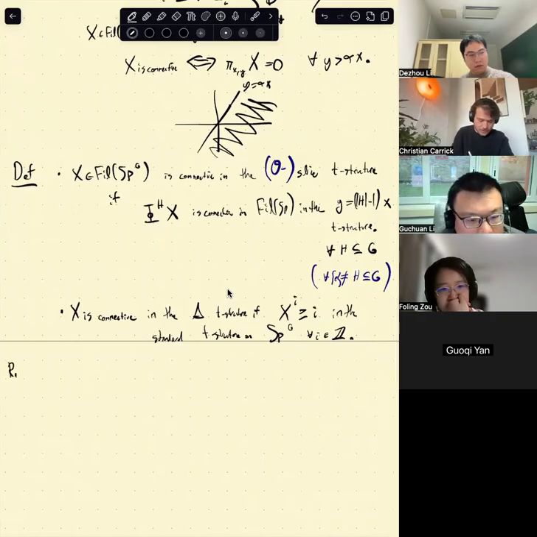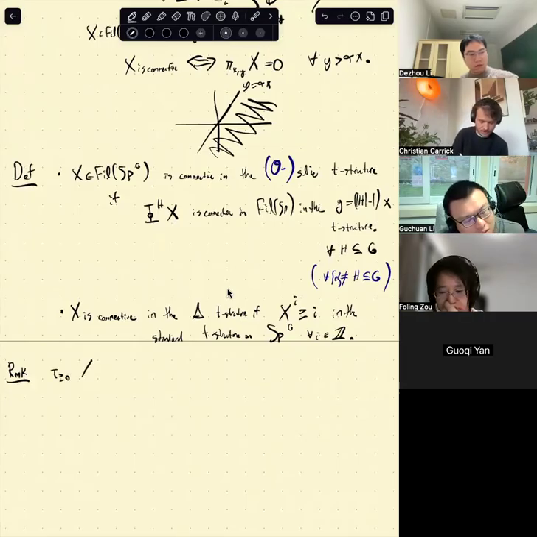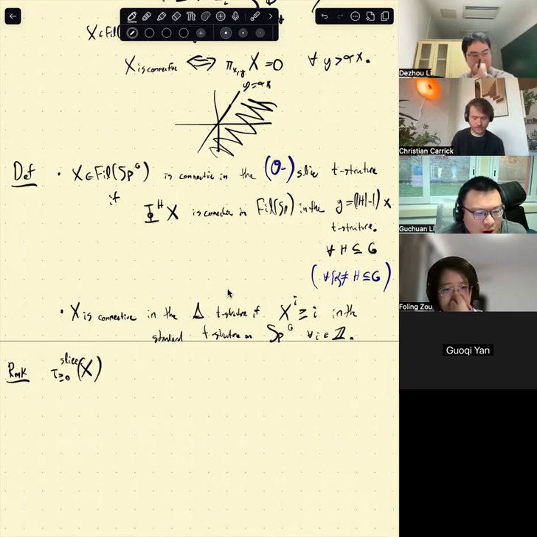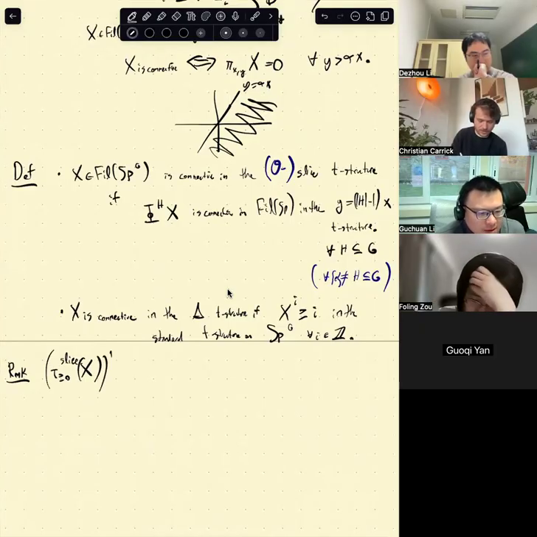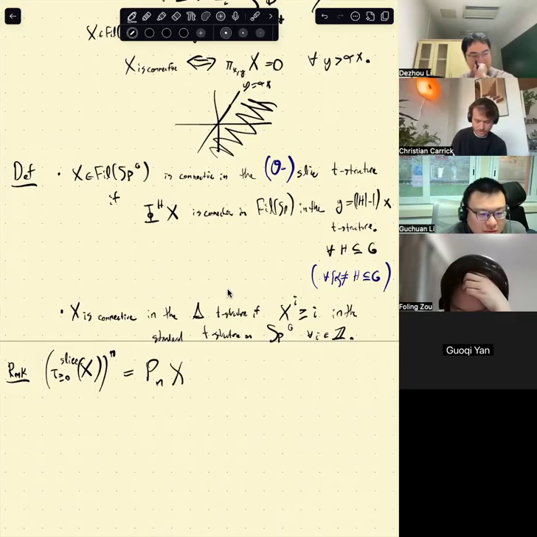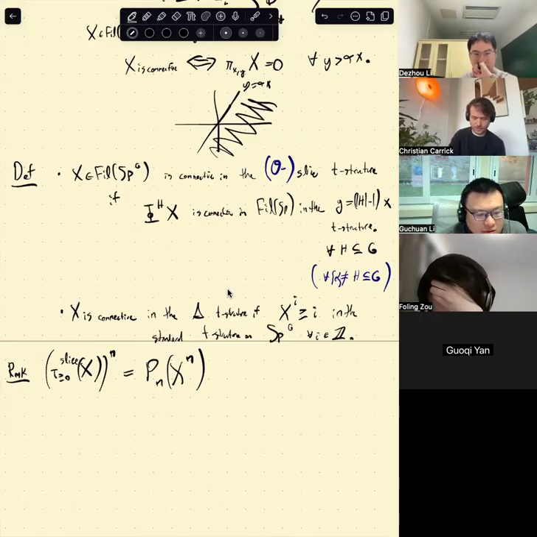Okay, so let me just make a first remark to unpack this slice T structure a bit. Something you can check is that if you have a filtered G spectrum X, and you take the connective cover with respect to the slice T structure, and then you plug in an integer n, this just takes the nth slice cover of the nth G spectrum Xn in X. So this Pn is the usual notation for the nth slice cover.